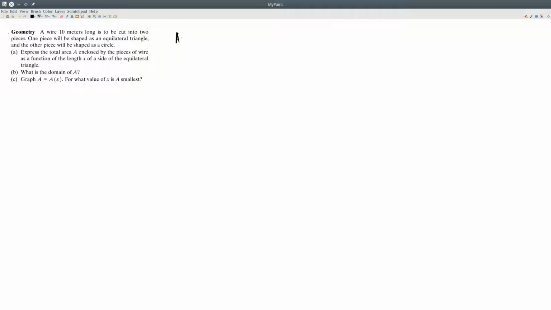So in this problem we need to know a few things. First, the area of an equilateral triangle, which is square root of 3 over 4 a squared. An equilateral triangle is a triangle where all sides have the same length. So in our problem, instead of a, I believe they're using x. So we'll have x, x, and x. So the area can be written as square root of 3 over 4 x squared.